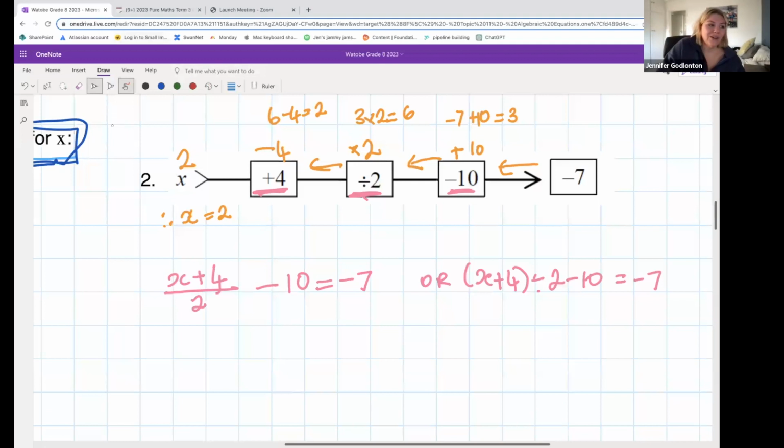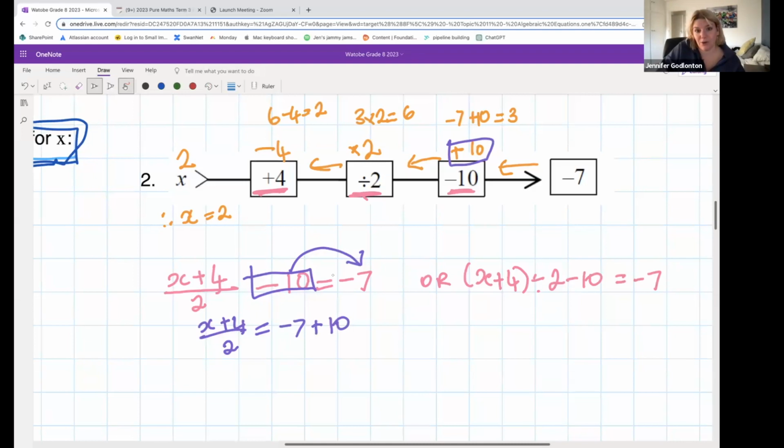Okay. So let's see now how we would solve this. We're going to do that same process we did just now. Whatever we do, when it jumps over the equal sign, we're going to do the opposite. Okay, so we've got this minus 10 over here. When he jumps over, he's going to become plus 10. So we're going to have the x plus 4 over 2, and that's going to equal negative 7 plus 10 because he's jumping over. Okay, and so x plus 4 divided by 2 is going to equal 3, which is what we got in our first step when we did our flow diagram.